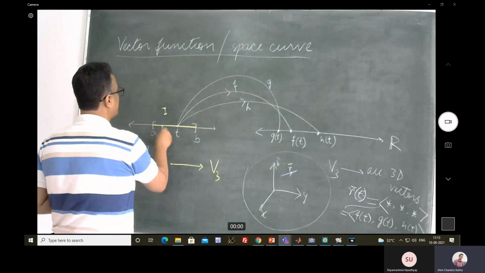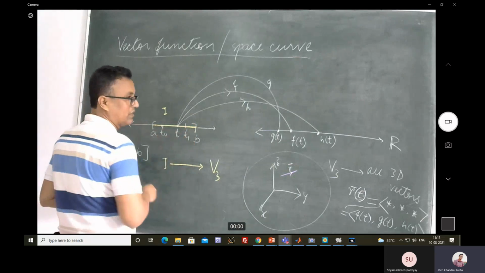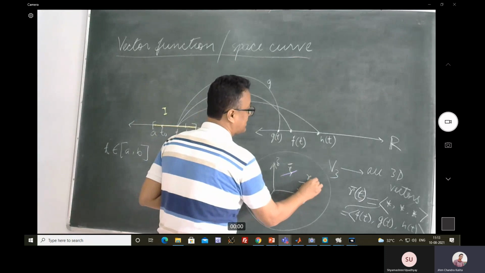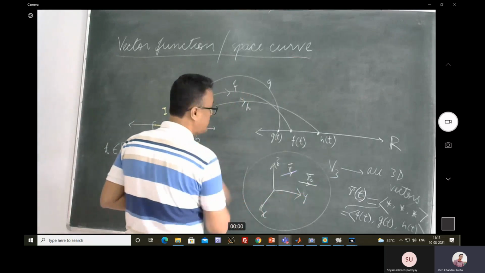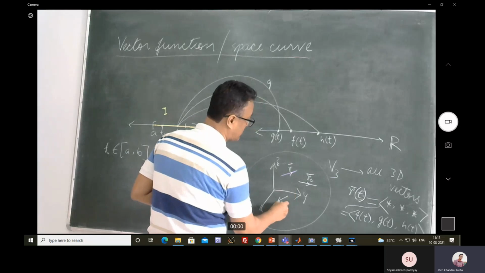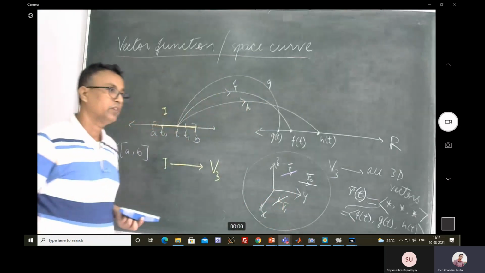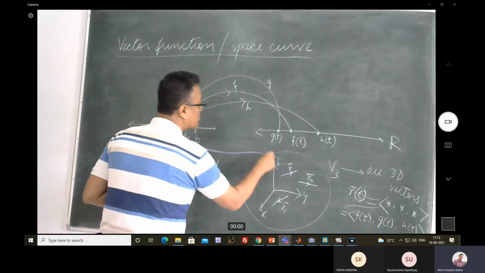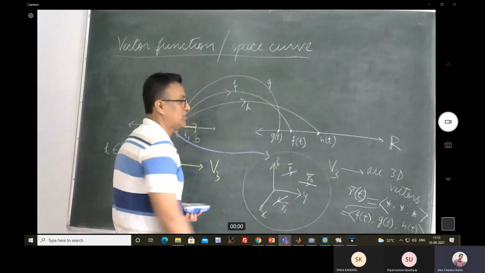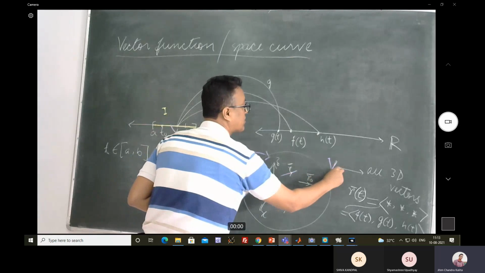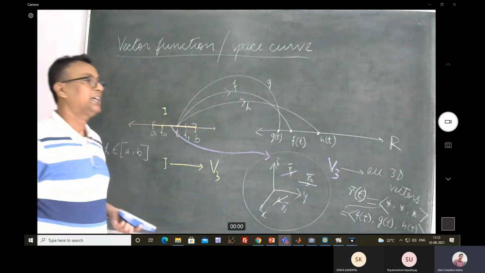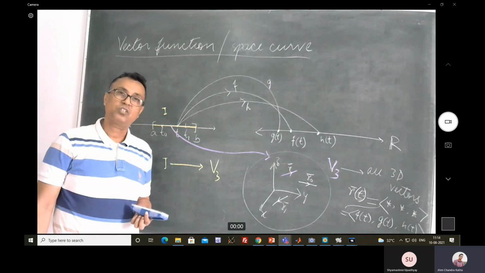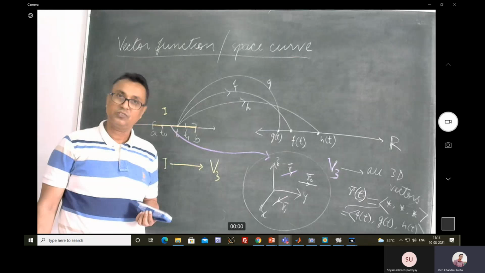Suppose I have a point t0 and a point t1. For t0, I have a corresponding vector here, which I can define as r0. For t1, I can define another vector here as r1, and so on. So basically what I have done, from this interval I to the set of all three-dimensional vectors, which I have designated as V3, I can define a function. And that function is called a vector function.